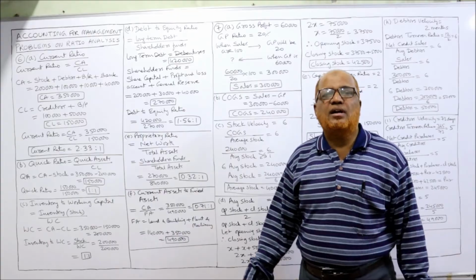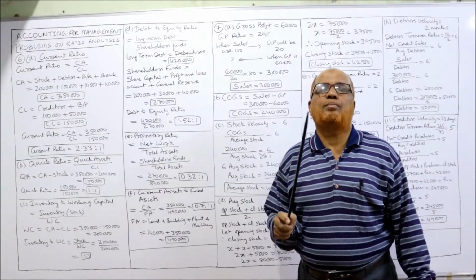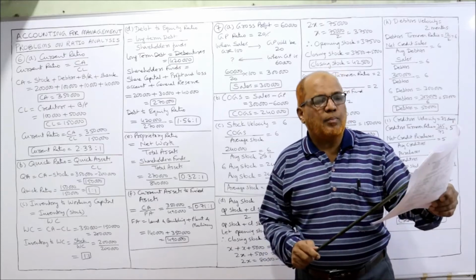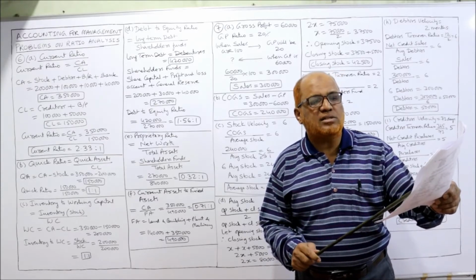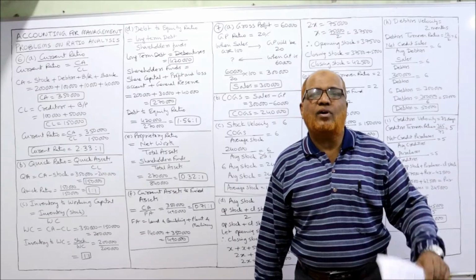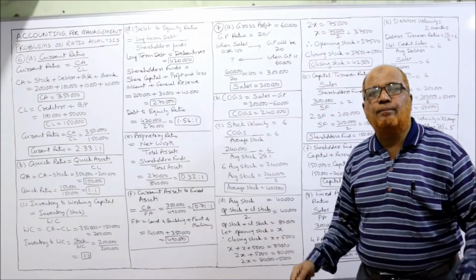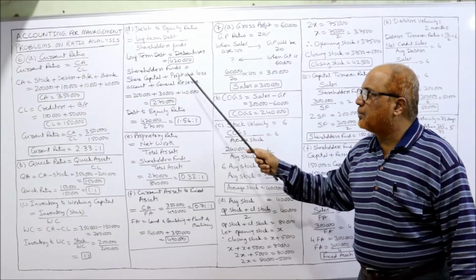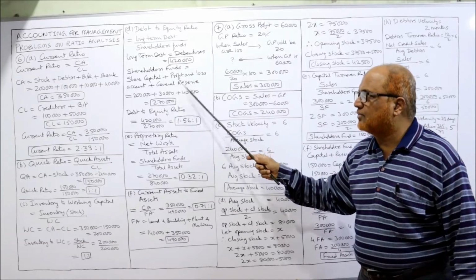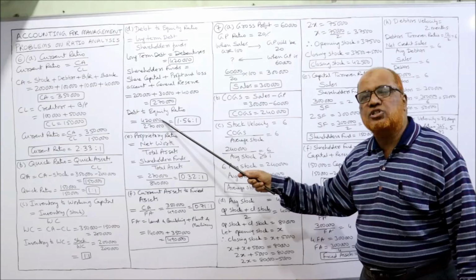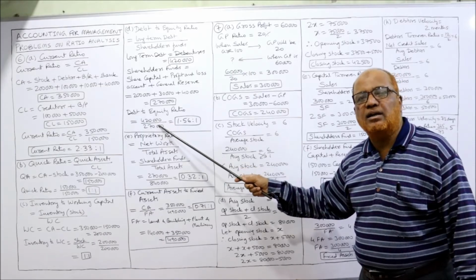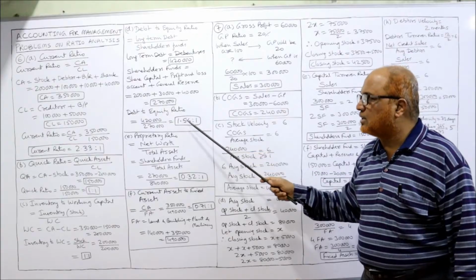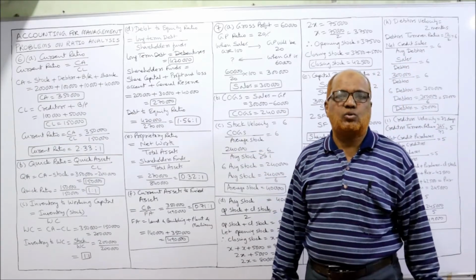And shareholders fund consists of share capital, profit and loss account, and reserves and surplus. So in our problem, share capital 2 lakh, profit and loss account 30,000, general reserve 40,000. Add up these three, we'll get shareholders fund 2,70,000. Now substitute long-term debt divided by shareholders fund, 4,20,000 divided by 2,70,000, 1.56:1.